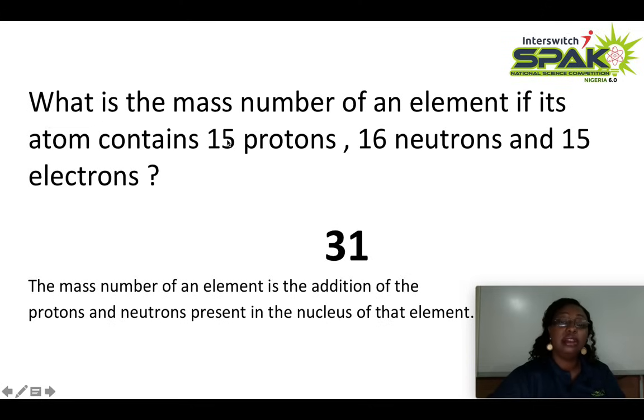And most times for atoms, the proton number is the same value as the electron number.